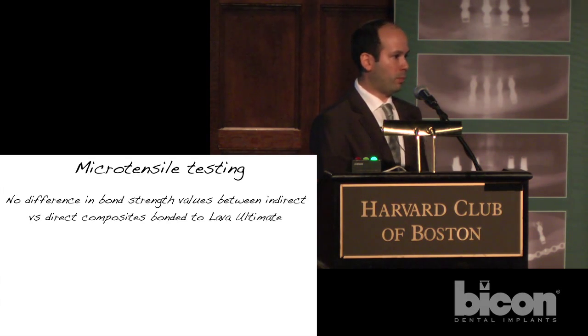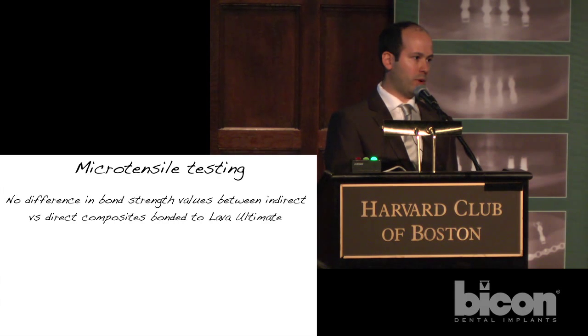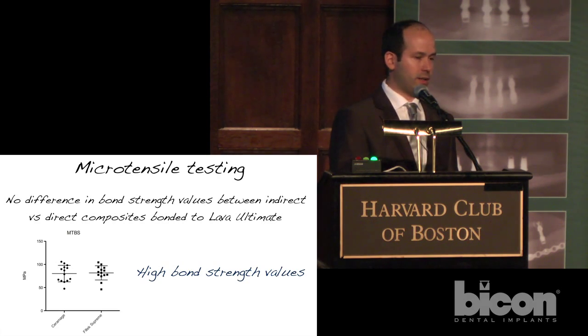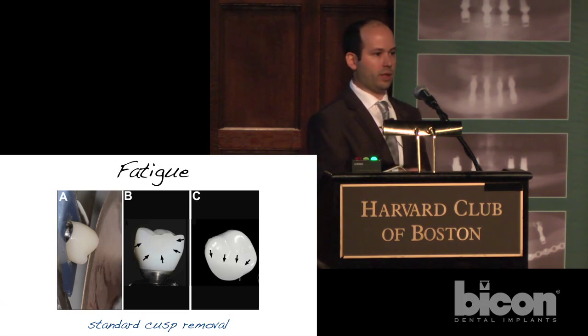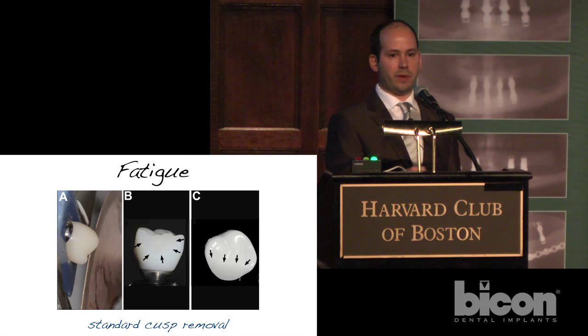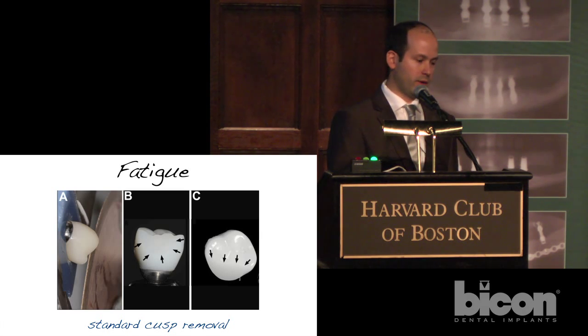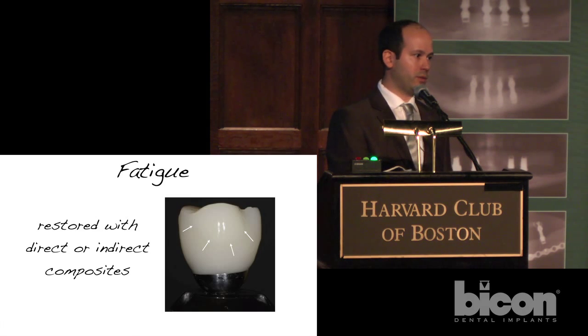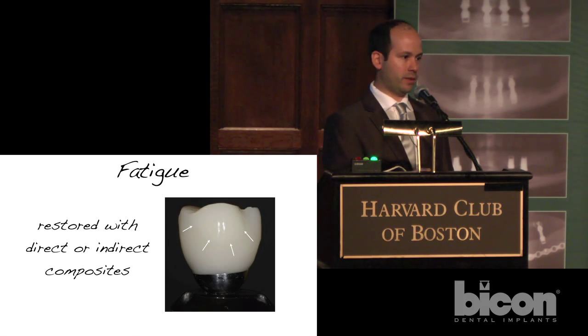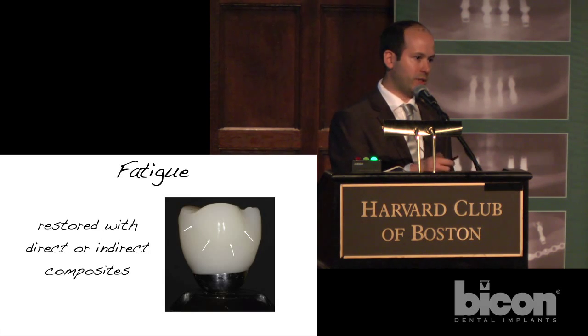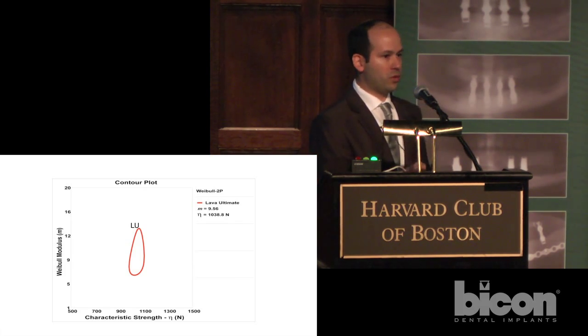So in terms of bond strength, we have performed microtensile bond strength testing, and we have found that the bond strengths, whether you're using Ceramage, an indirect composite material, or Filtek Supreme, are high enough to withstand occlusal forces. Now, moving on to the repair study, we've developed a method to standardize cusp removal and to replace it back with either a direct or indirect composite. In this case, the same composites that we used for bond strength testing, Ceramage and Filtek Supreme.